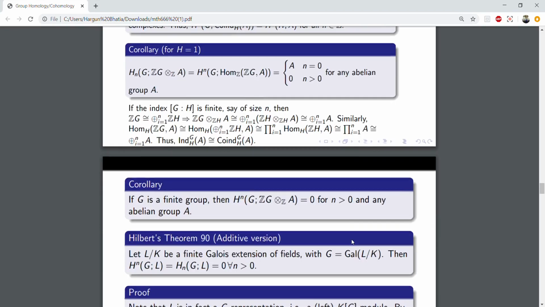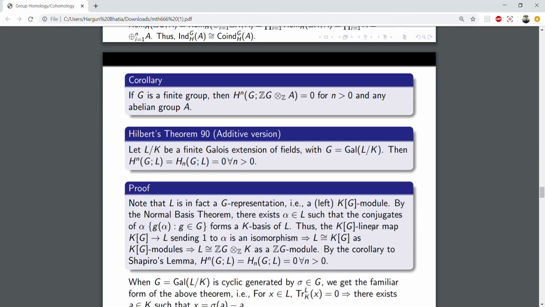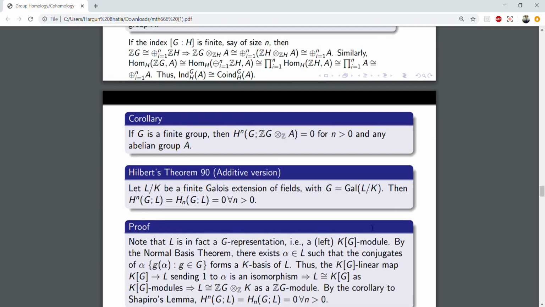As another application of Shapiro's lemma, we look at the famous theorem, Hilbert's theorem 90. People see this theorem in some way or another in a course on Galois theory, but there are usually two versions, the additive version and the multiplicative version. But the actual statement is cohomological or homological. So let's try to see.